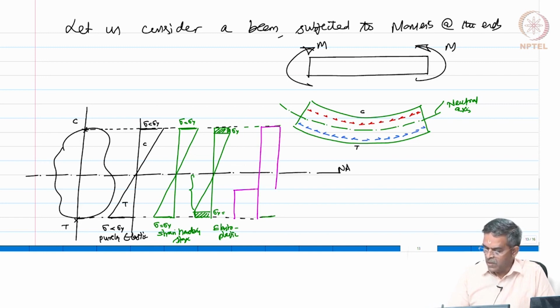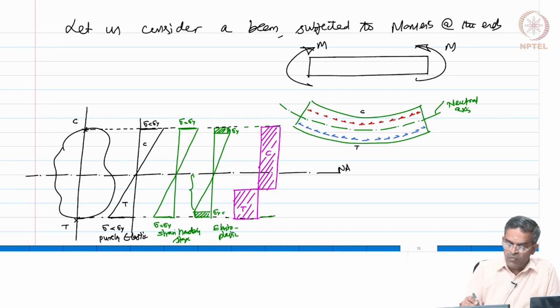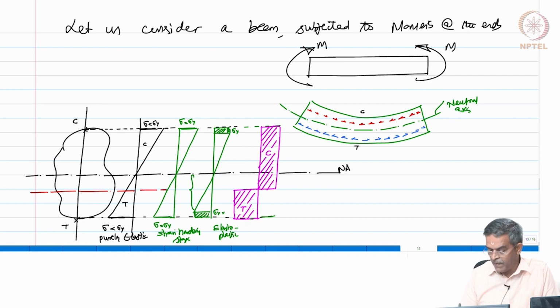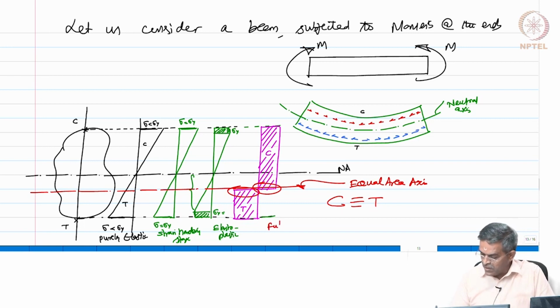the stress diagram looks like this. So, this is compression, this is tension, this is tensile, this is compressive, but one can notice here that the interface of tension and compression force does not happen at the neutral axis. Now, a new axis is being formed here. We call this the equal area axis, which means that above this line the compressive force is equal to the tensile force.